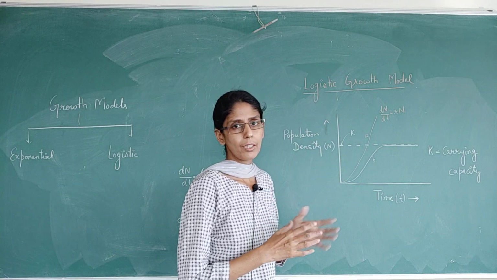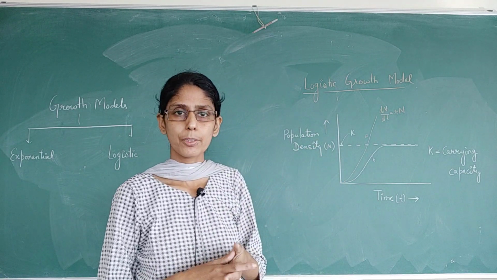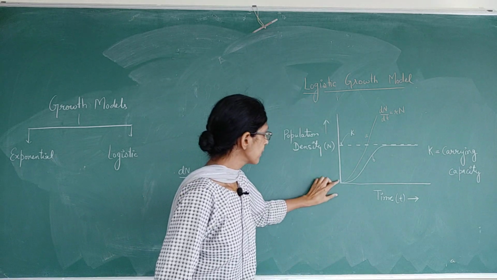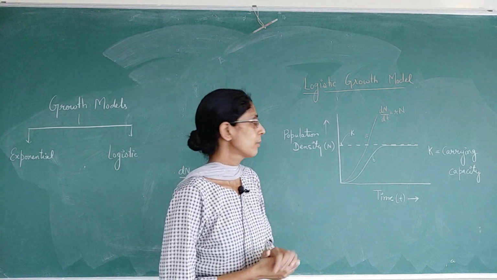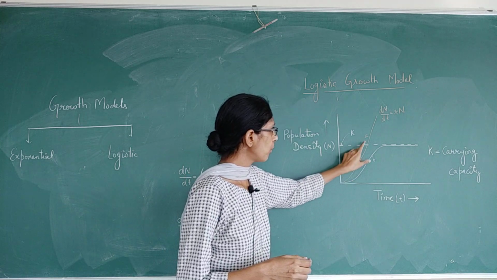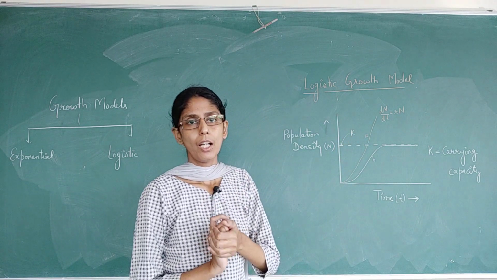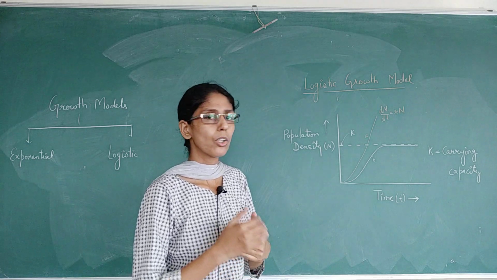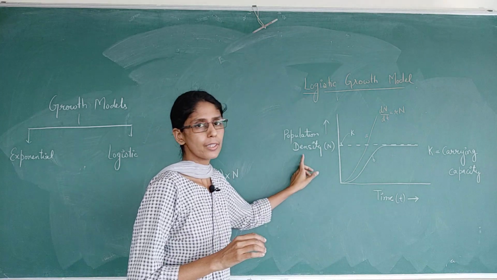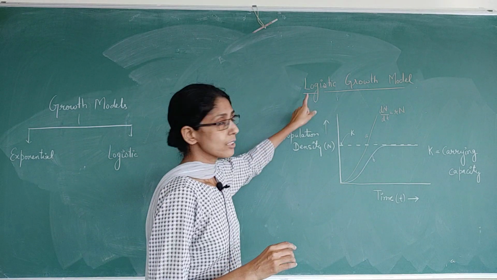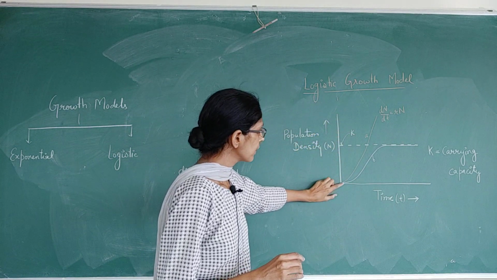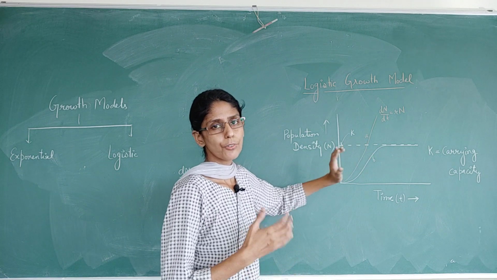Here in the same graph, there is a curve for the exponential growth model also. This curve A is for the exponential growth model. As you can see, the shape of the curve is J shaped and it is showing a continuous increase in the population density with respect to time. Now, in the logistic growth model, curve B is for the logistic growth model.